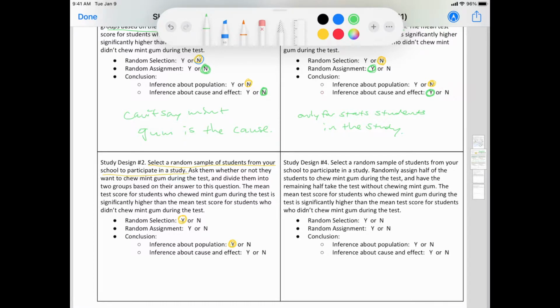Okay, here it is. Ask them whether they want to chew. So, am I randomly assigning them? No, they're kind of choosing. So the answer is no. So can I do a cause and effect for this one? No. So what conclusion can you make? You can conclude that students at school who chew gum during the test have higher test scores than those who don't chew gum. But remember, because you don't have the cause and effect here, you can't say, same thing as above, can't say mint gum is the cause.